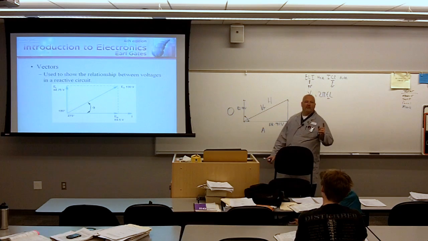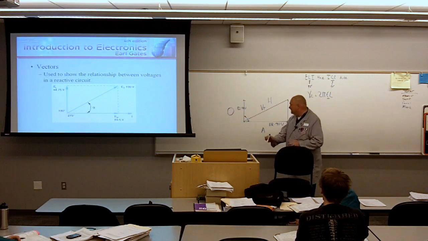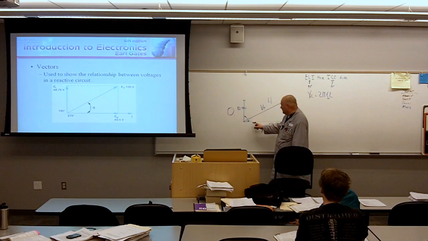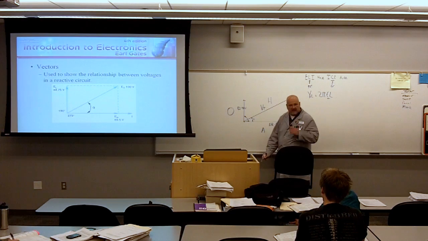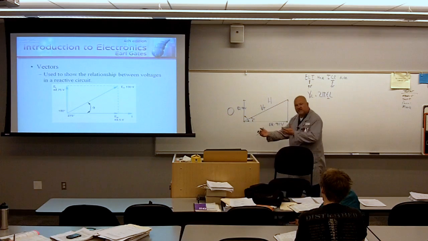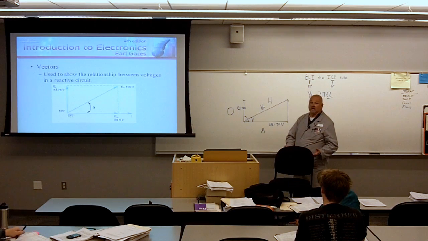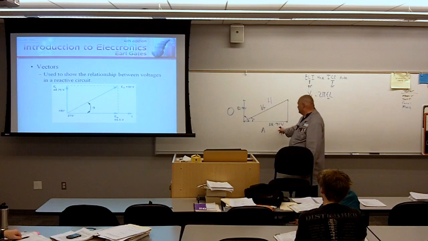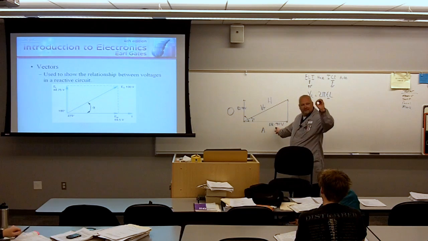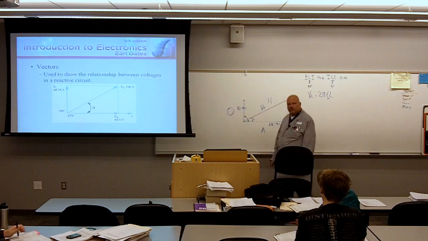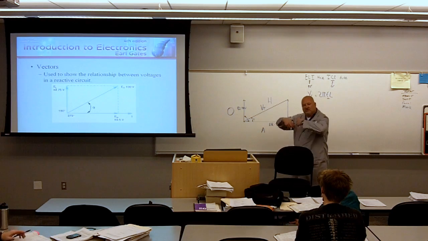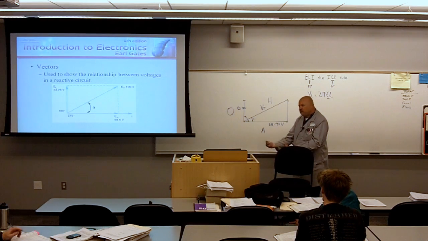The big thing though is this angle right here between my adjacent side and my hypotenuse. This is a critical angle. We call this theta. And this shows me how much overall phase shift there is inside this entire circuit. How much phase shift is there in the resistive portion of the circuit? 0. How much is there in the inductive portion? 90. How much is there overall?